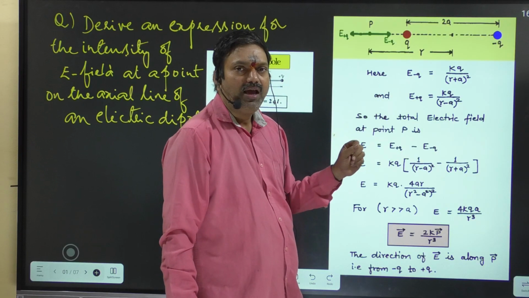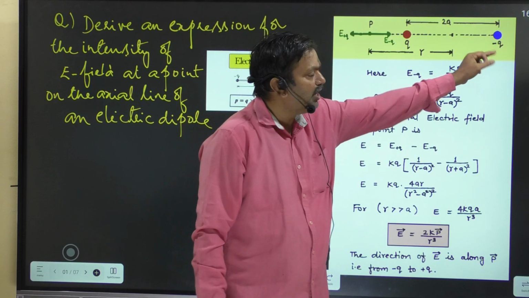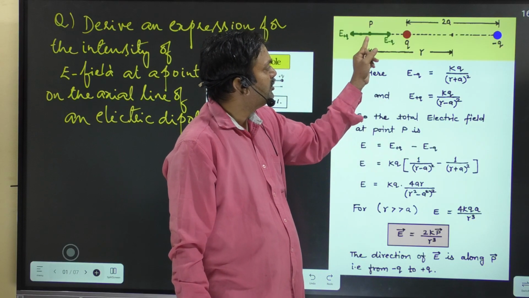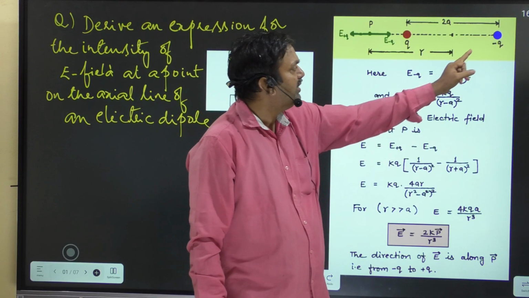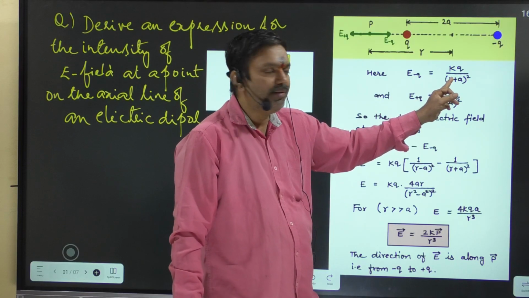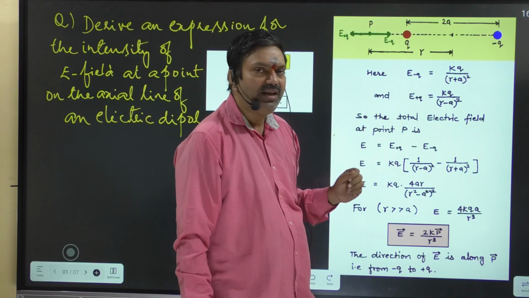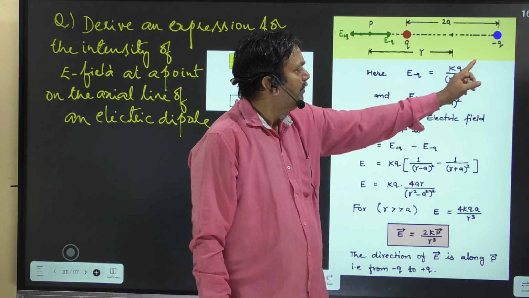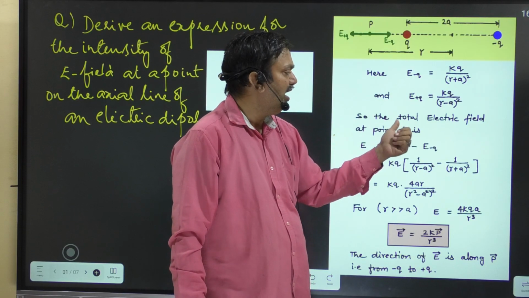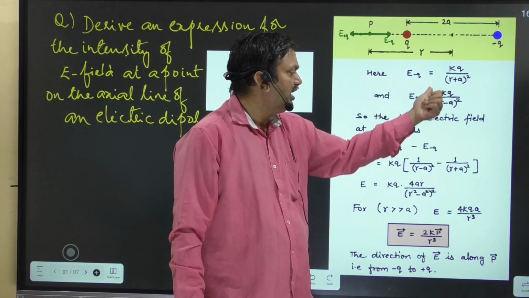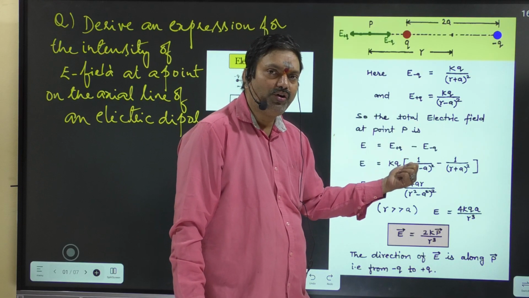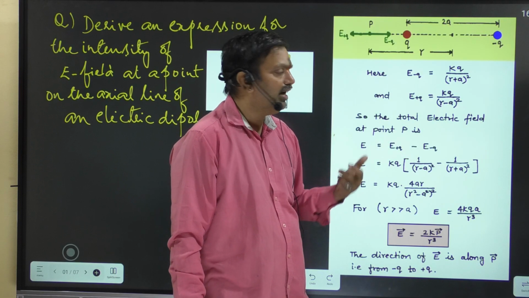And similarly, the electric field due to the minus Q charge, that is the negative charge, at the same point, is the same K into Q, because I am not taking the minus sign here for now. Even if you take a minus sign over here, at the end of the day we are going to add their electric fields.